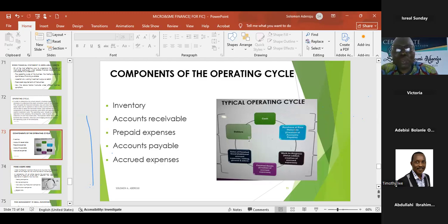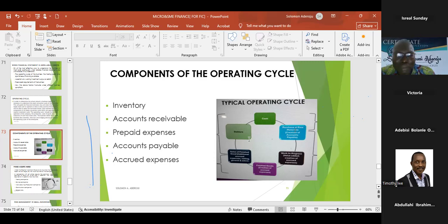For example, if it takes the company 10 days to bring down the raw material, another 10 days to convert the raw material to work in progress, that's 20 already. Another 10 days from work in progress to finished good, that's 10, 10, 10, that's 30. Another 10 days to collect your debt from debtors, that is 40 days already. So if that customer says, "Oga, give me this money, I will pay within 20 days," it's not realistic because the cycle will not complete within the next 40 days.